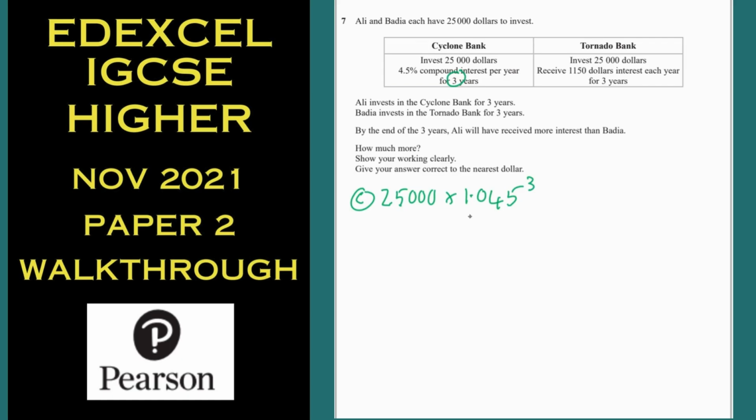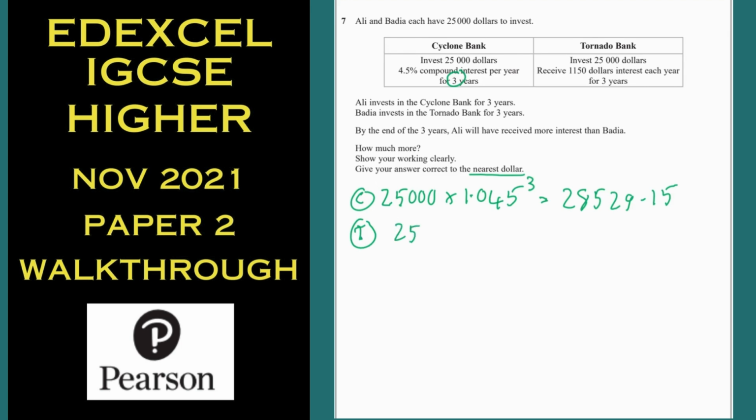Get it to the power of 3, and that would give you 28,529. It wants nearest pound, so let's go no further than a couple of decimal places. Now we do Tornado Bank. No need to work a great deal out here.